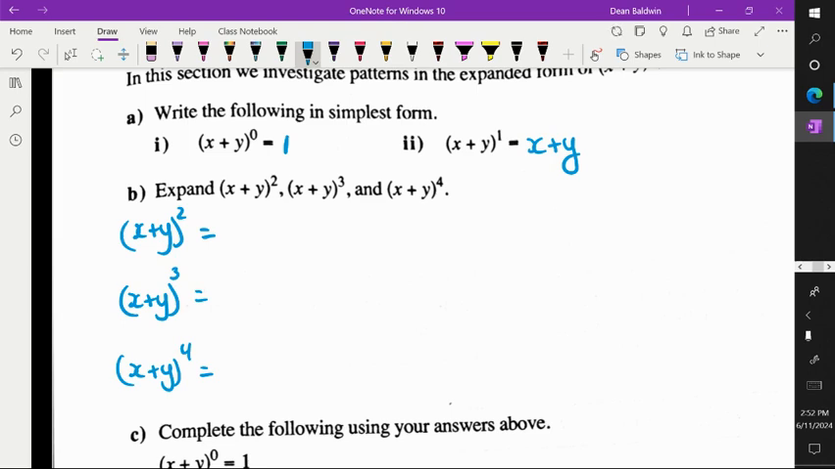X plus y squared is? X squared plus 2xy plus y squared.